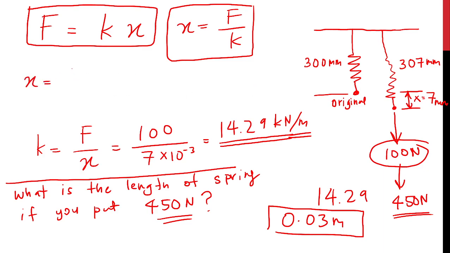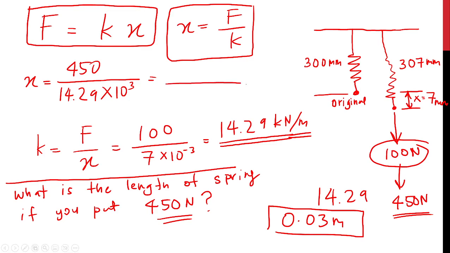X equals 450 divide by, not 7, 14.29 times 10 to the power 3. What is the answer? We divide by the stiffness. 450 divided by the answer, we get 0.0315. But to find the final length, 0.0315 how many mm? 1, 2, 3, 31.5 mm.